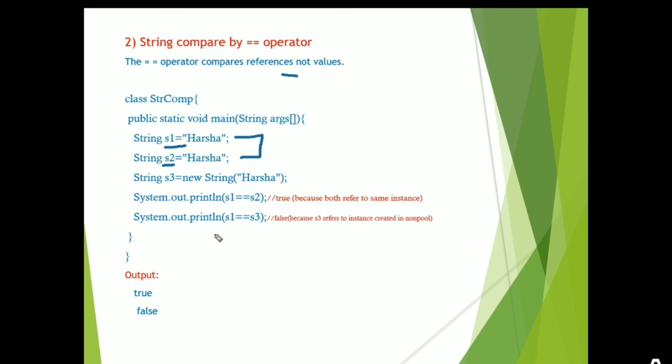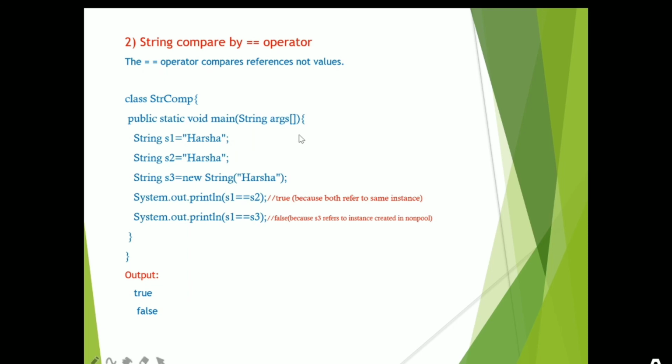And when we compare s1 and s3, it returns false, because s3 refers to the instance created in non-pool. Here the object is created and the instance is created, so two references are created. So when we compare s1 and s3, even though Harsha is the same text, it returns false, because the equal to operator compares the references, not the values. That is the difference in comparison when using the equal to operator.